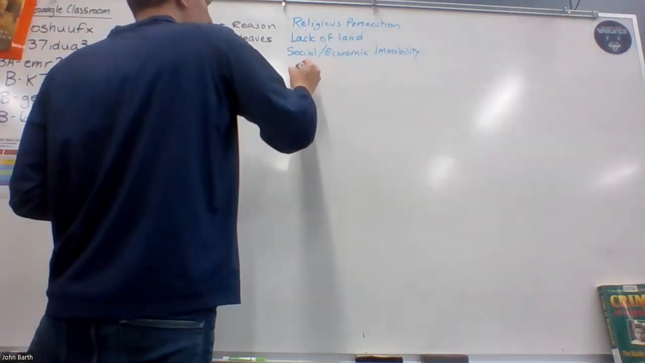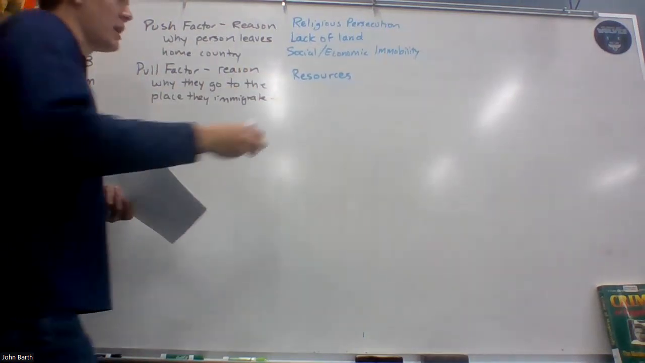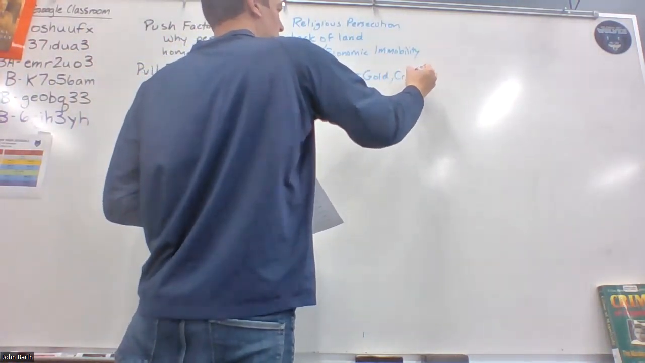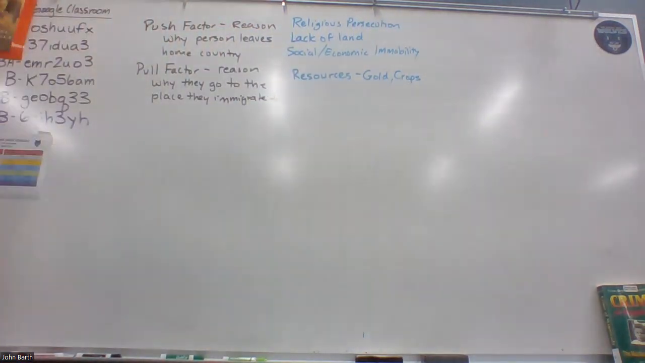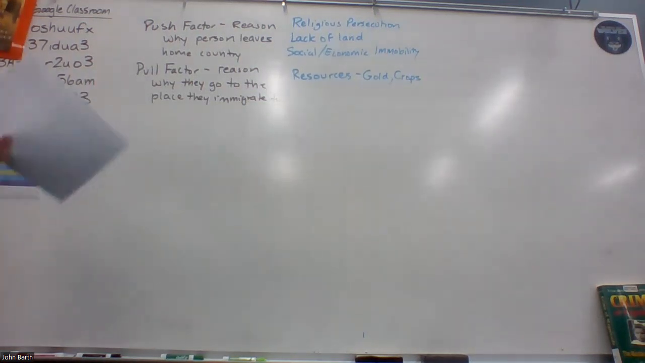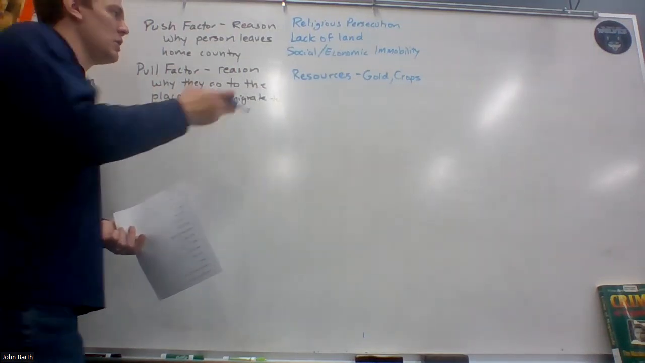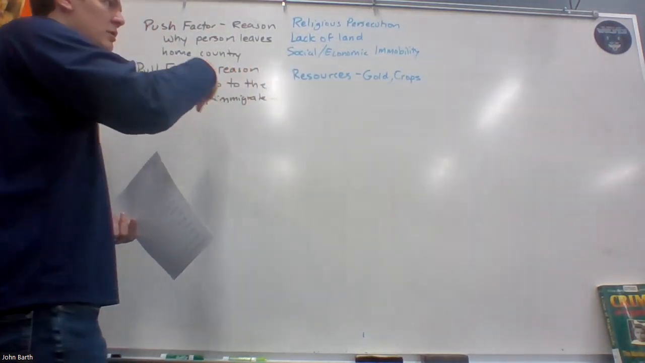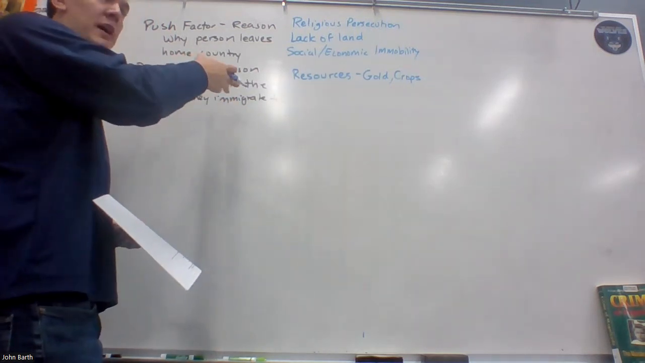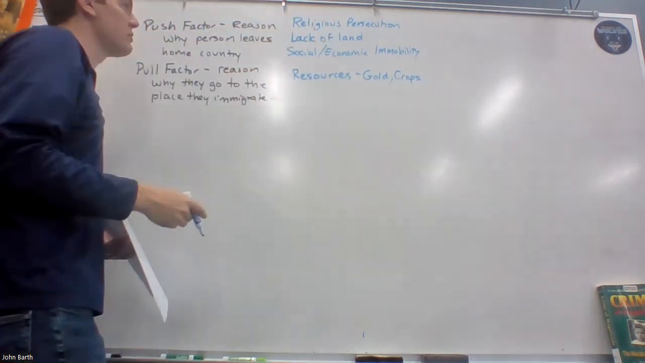Yeah, so maybe resources. We especially see this with the Spanish, right? Crops that you can sell, right? Tobacco is grown really well in Virginia. You can't grow it in Europe, or not as well. Same with sugar. So you go to the Americas for the resources. A lot of the pull factors are just opposites of the push factors.